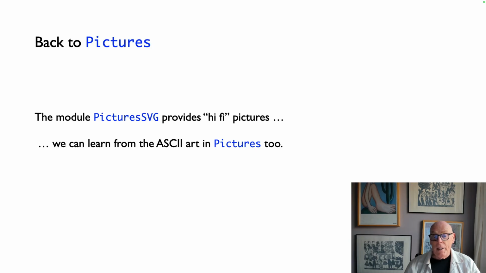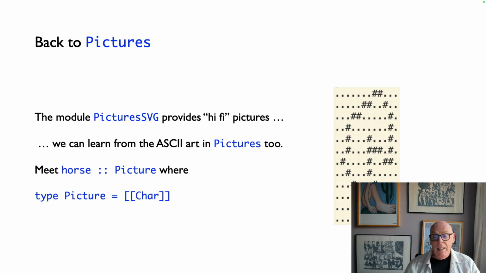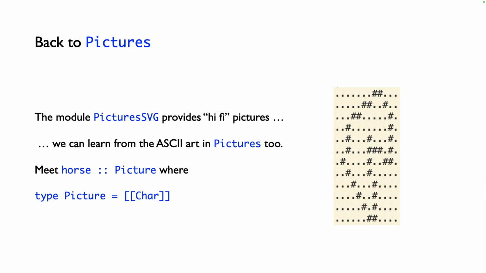So, as I say, we're going to learn something from just looking at the pictures module. And in particular, we model pictures as lists of characters. So for example, there you see there's this horse that you render to appear like that. It's a list of strings, and that's how the horse looks when we apply the function render to print it in the terminal.